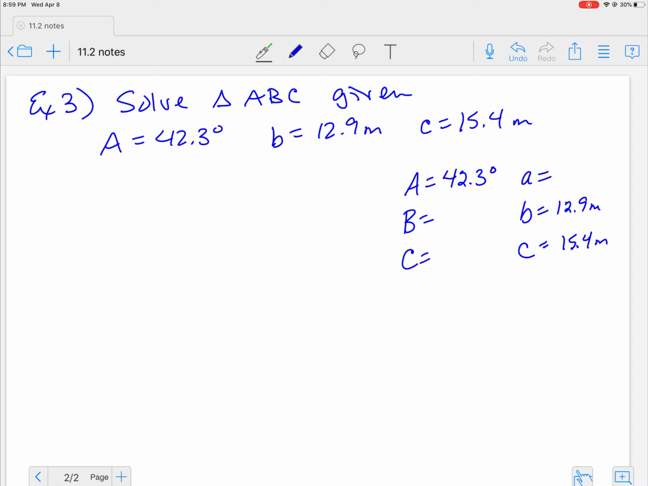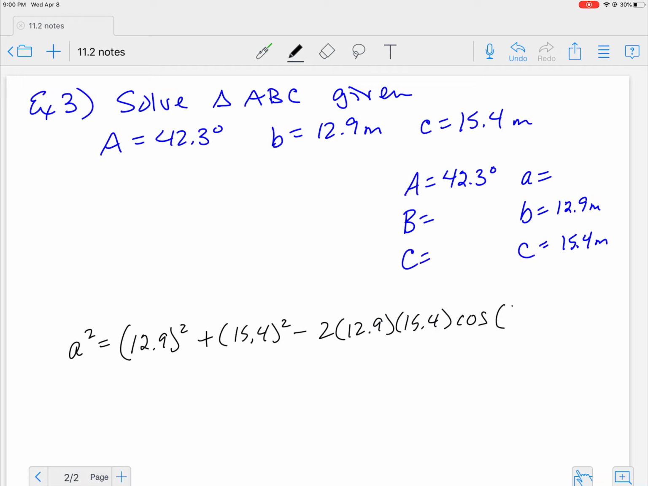We know we need an angle A, angle B, and angle C, side A, B, and C. So my angle is 42.3 for A. Side B is 12.9 and side C is 15.4. I also like writing this out because now it is super obvious I have nothing that matches up. So you have to use law of cosines because law of sines is not going to do it. All right? So the first thing we're going to find is this other side. So let's use some cosine action and pull this off.